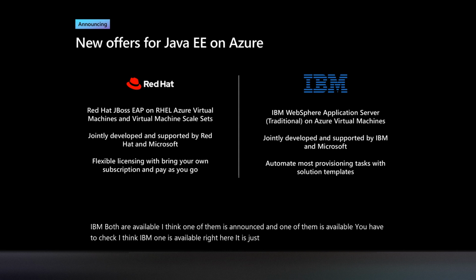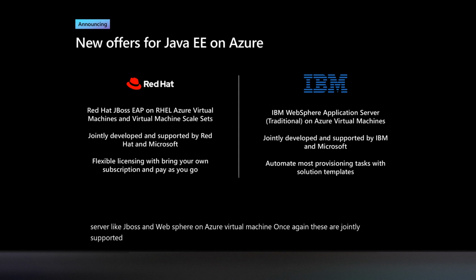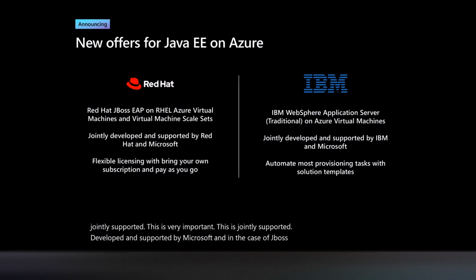So this allows you to run a popular server like JBoss and WebSphere on Azure Virtual Machine. Once again, these are jointly supported. This is very important. This is jointly developed and supported by Microsoft, and in the case of JBoss, Red Hat, and in the case of IBM, WebSphere.